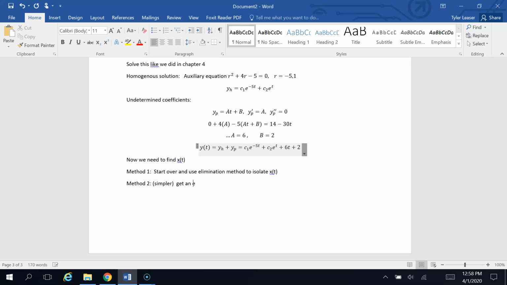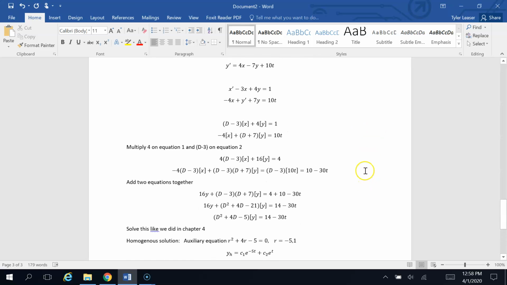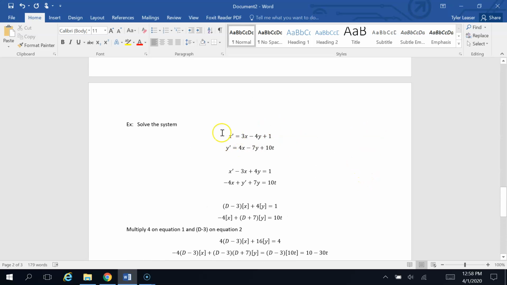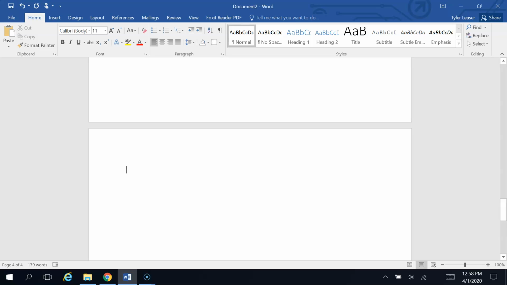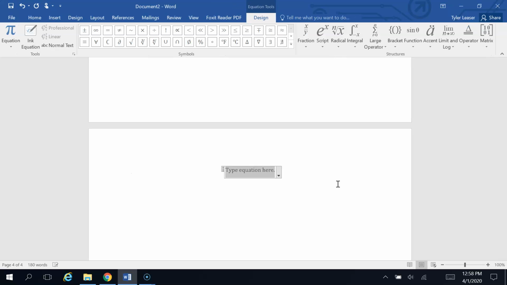So method 2 is that you want to get an equation for x of t in terms of the y and the y prime. So looking back at our original equations up here, if you can somehow get x in terms of y and y prime, then do that. And we can do that easily just from our second equation here. I'm going to have to go down to a new page. So x of t, we're going to set equal to 1/4 y prime plus 7/4 y minus 5/2 t.